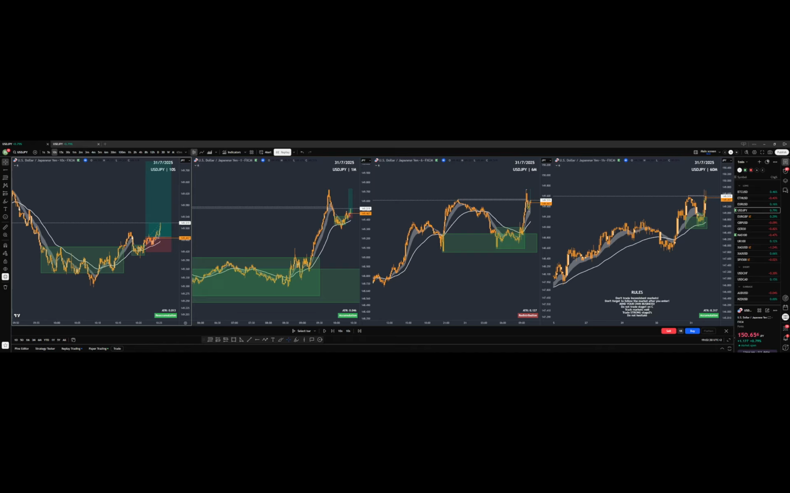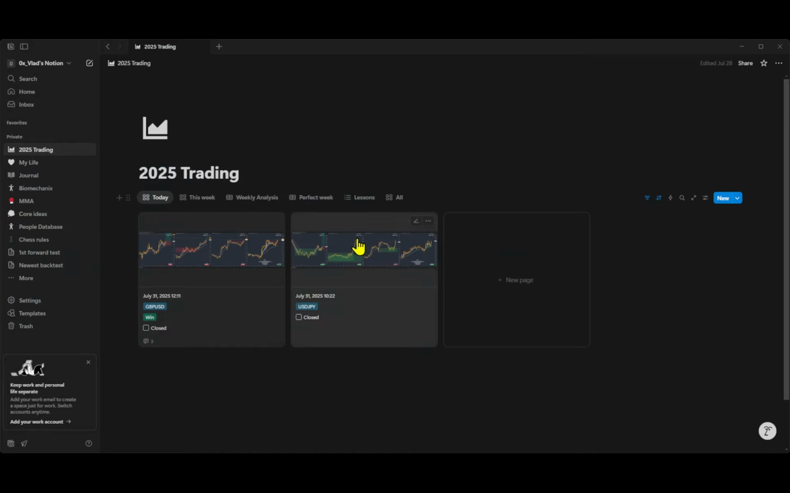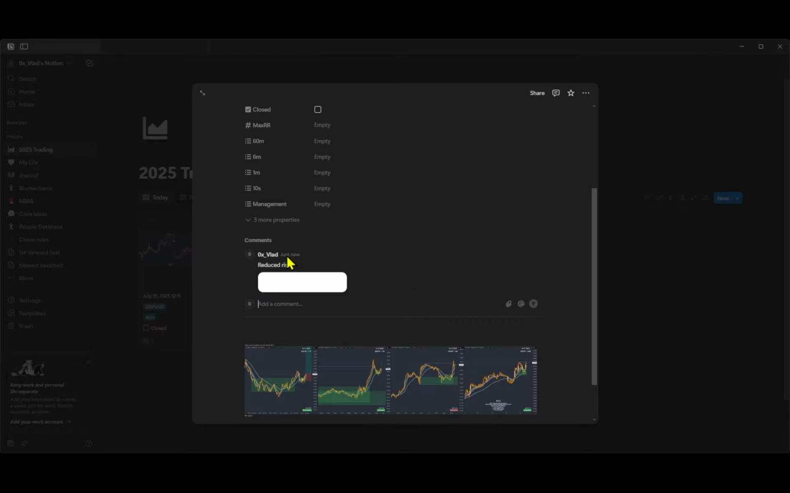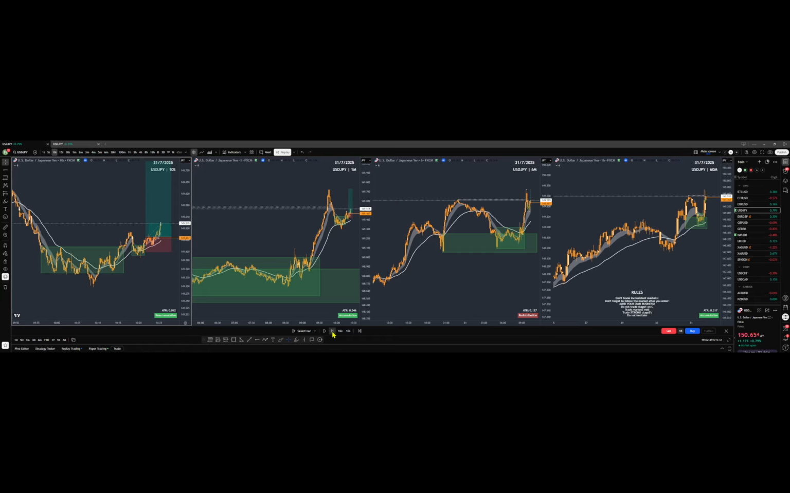So I still have a little bit of risk running. I have like less than 0.1 R running on this, but you know, that's just how I do things. So that's this trade. Cool. Reduced risk. Nice. And now let's see.